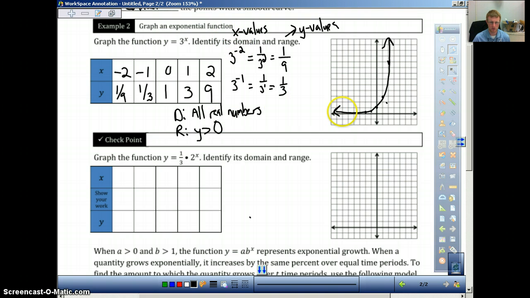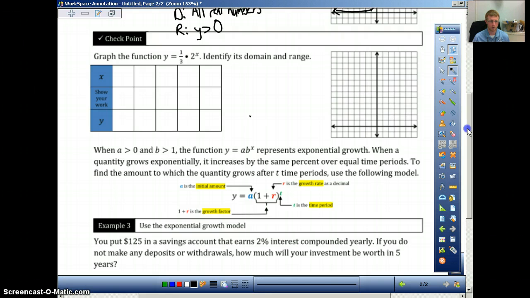For all exponential functions that are increasing like this, it will always be y is greater than 0. It never goes negative. There are some functions that can change that, but for the most part, it will be either y is greater than 0 or y is less than 0.